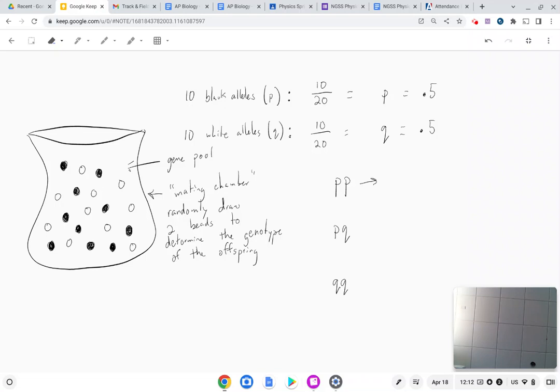So let's show that real quick. Remember that it's 1/2 chance for the first P times 1/2 chance for the second P allele equals 1/4, which means that P squared equals 0.25. Why P squared? Because it's the probability of P times itself. P squared. Okay? Everybody okay with that? Logically, mathematically, we all agree.